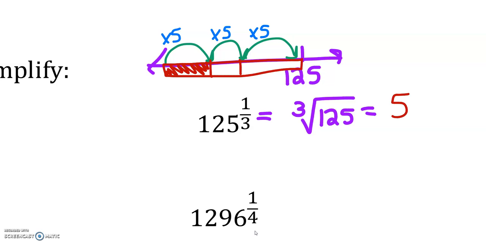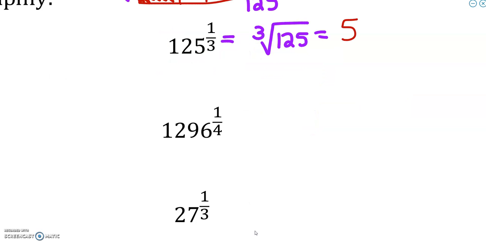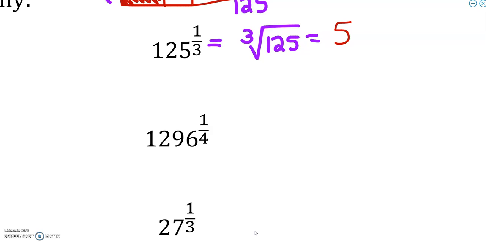You might feel like, well, that's a lot of work to get there, and it feels like that, but you'll see that it actually is sometimes easier. So 1296, this would be the 4th root of 1296. So what is the 4th root of 1296?